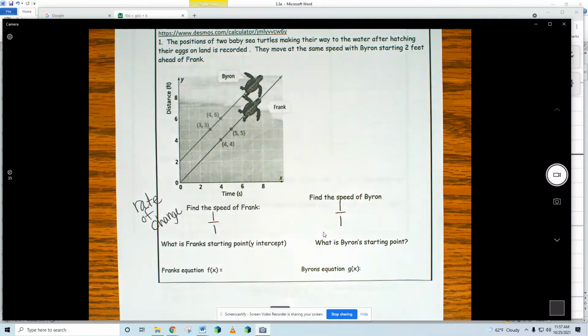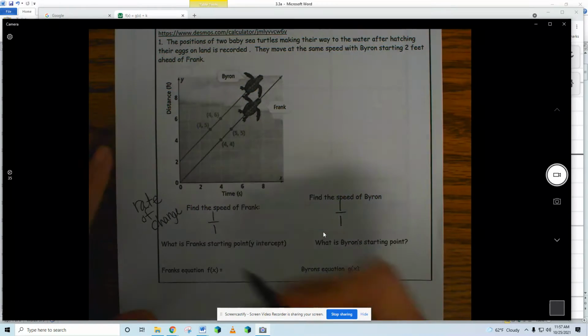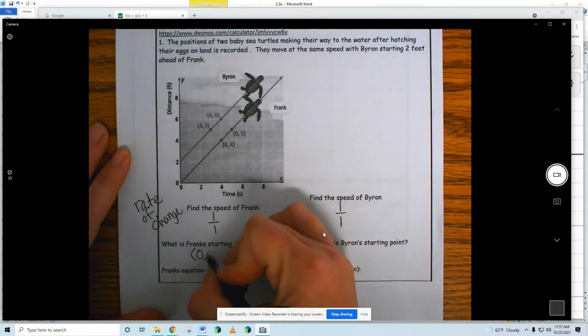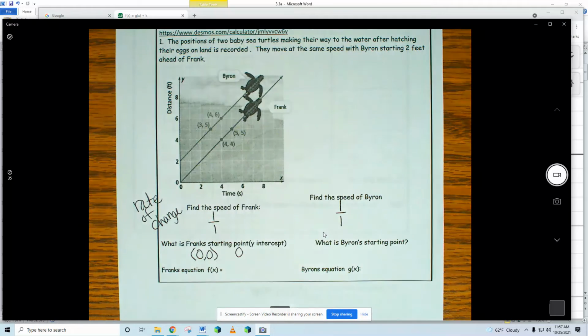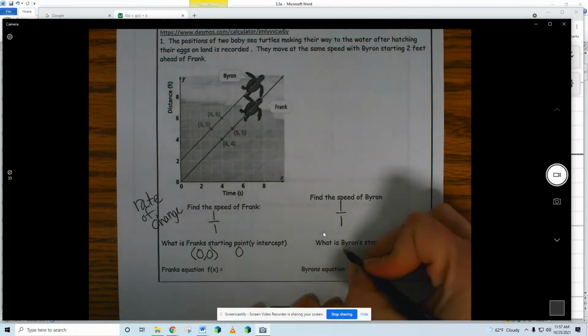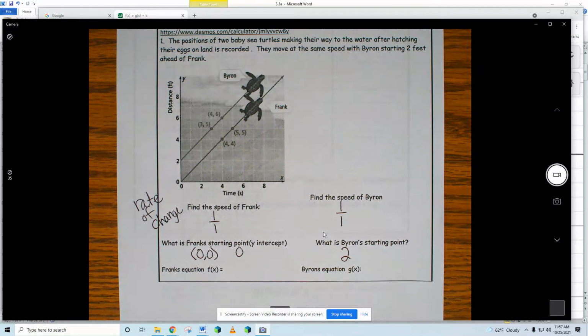What is Frank's starting point? Where was Frank's y-intercept? Frank's at 0. See how he begins at 0 feet? And then, okay, that's my y-intercept. 0, comma 0, or 0. What's Byron's starting point? Don't answer every question. 2. You guys know that. You never, even in any class, just volunteer again and again and again. Drive the teacher crazy.